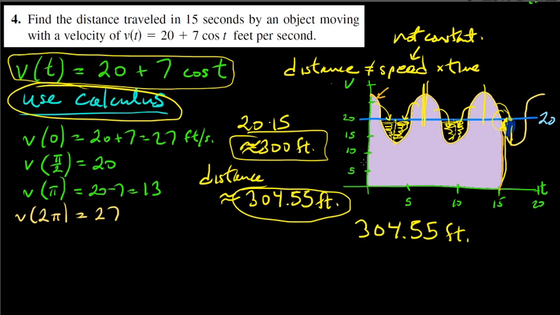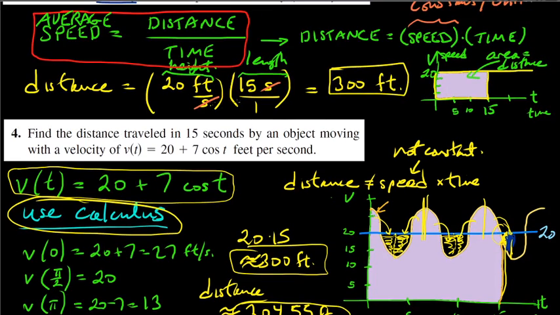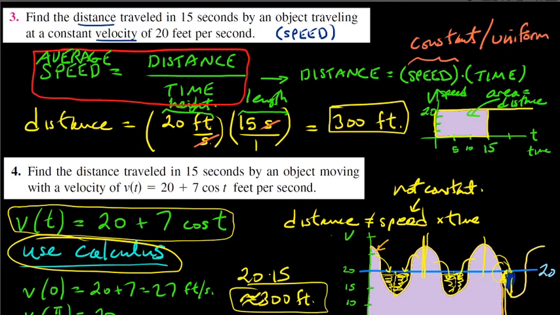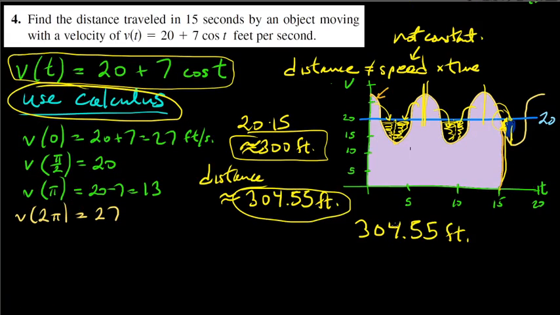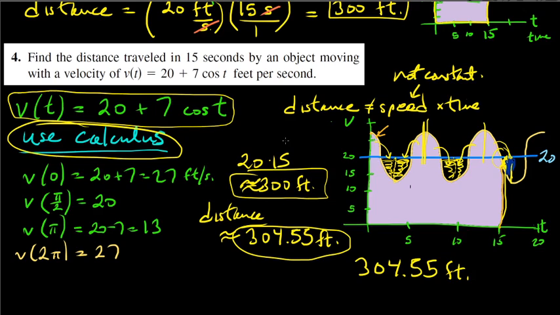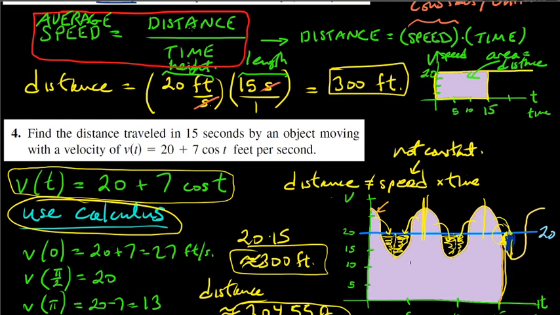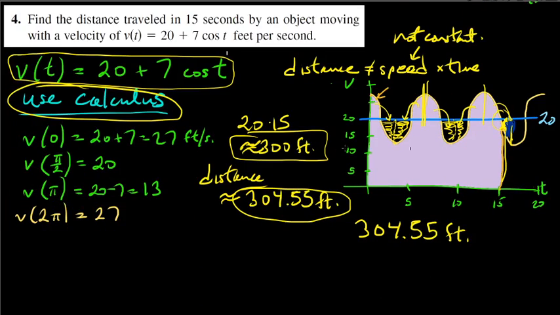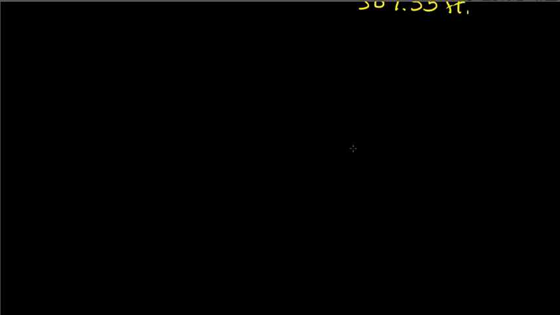Yeah, slightly faster than the 20 feet per second. Okay, so yes, average speed is distance over time, and we'll come back to that a little bit later.